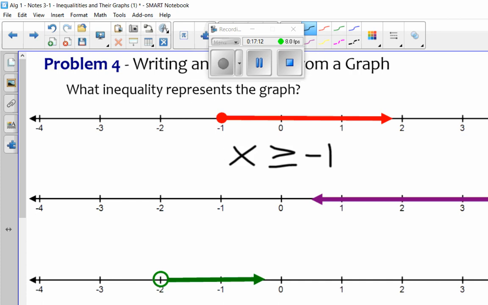All right, we're going to come to the second one. I find my value. It's at 4, but it's an open circle, so that means it can't be equal to it. And my arrow is going left, so I'm going to make my symbol go left. And I'm going to take the value that is on the number line.